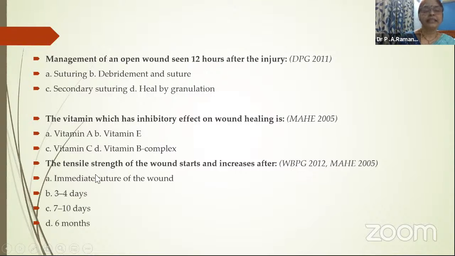So when does the tensile strength of the wound start? Immediately, 3 to 4 days, 7 to 10 days, 6 months. It can be immediate, early tensile strength, or late. Early tensile strength will start as early as 3 to 4 days, while the late tensile strength will come during the remodeling phase. So 3 to 4 days can be the answer here, right?